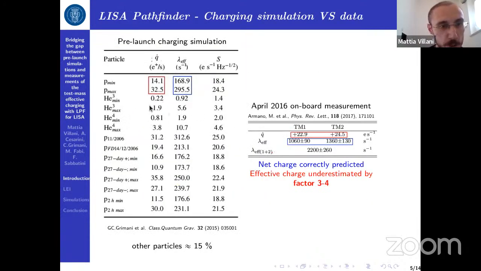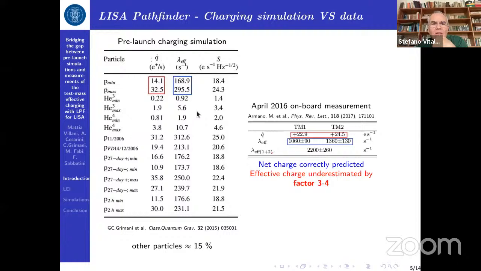This is the old simulation. You see that the old simulation gave effective charging of 170 for the solar maximum and 300 for the solar minimum. And Pathfinder was somewhere in between? No, that's what we found, but the original prediction for April 2016 would have been a number in between P min and P max, right? Should have been, yes. Should have been a number in between, yes.